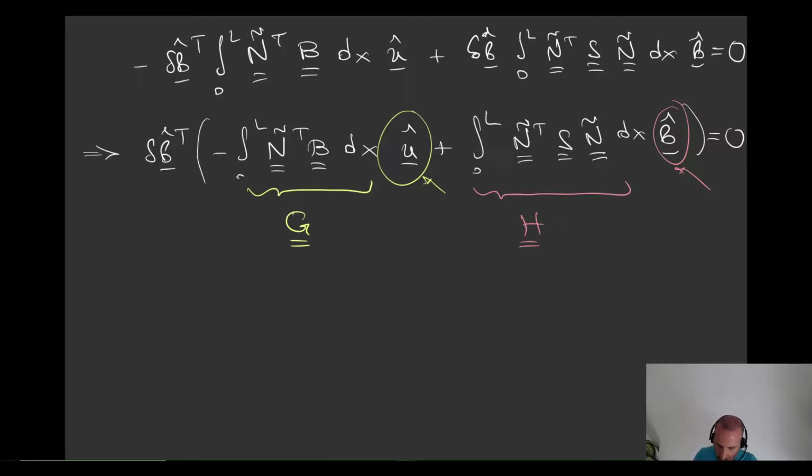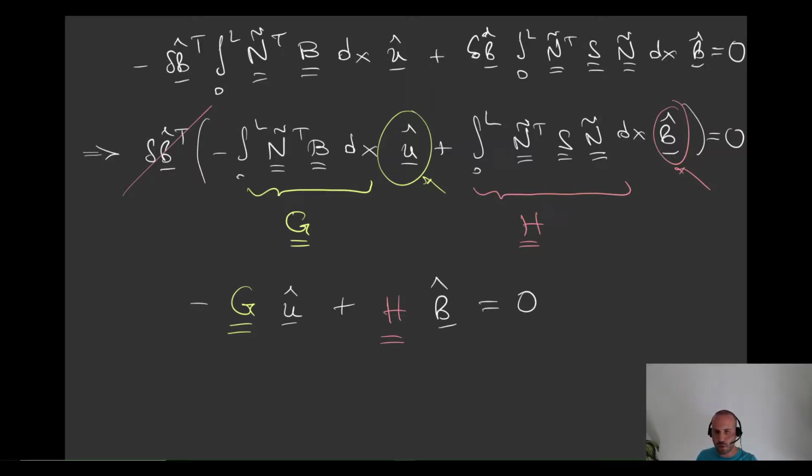Okay, so if we skip the variations, of course, we can say for all variations, so we can skip the variations. And what we obtain? We obtain the following system. So we're going to have G times the vector of the primal unknowns, and the minus go to the G here, plus H times the degrees of freedom associated with the secondary unknowns equal to 0.